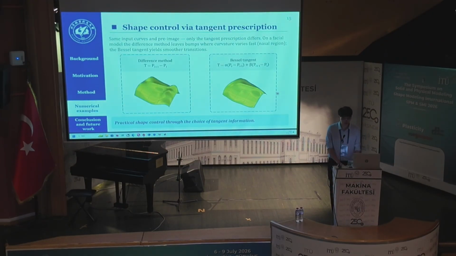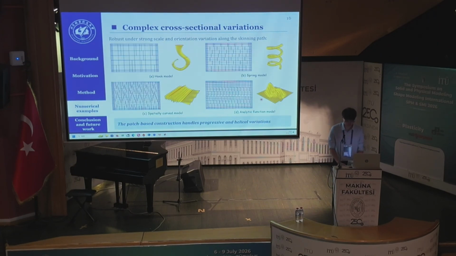And the method also gives practical shape control through the choice of tangent. Here, the curves and the pre-image are identical, and only the tangent changes. On this facial model, the difference scheme leaves small bumps around the nose area, as you can see here. Whereas the Bézier tangent gives noticeably smoother transitions, as you can see here. So the user can trade off locality against smoothness simply by choosing the tangent.